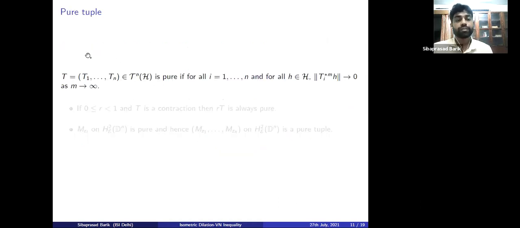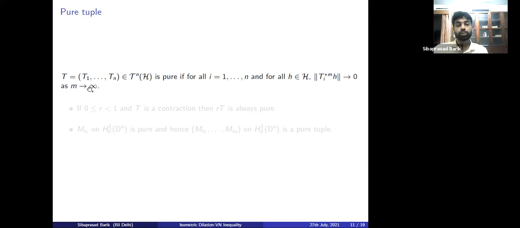Now we define a pure tuple. An n-tuple of commuting contractions T1, T2, ..., Tn is pure if it is pure component-wise. That means for all i and for each h belonging to the Hilbert space H, the norm of Ti*^m h tends to 0 as m tends to infinity.